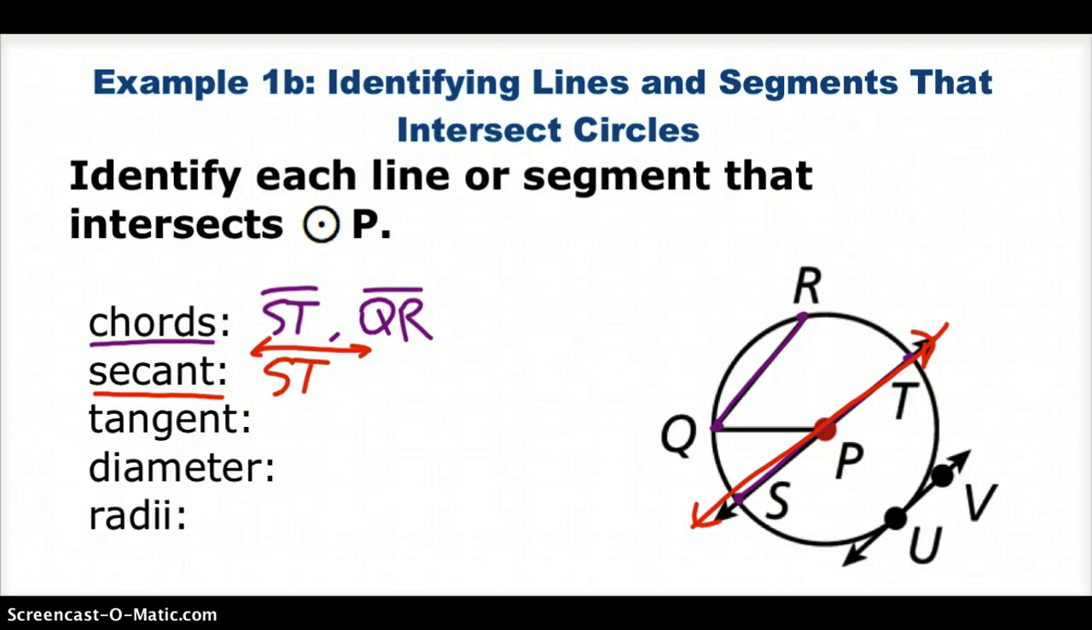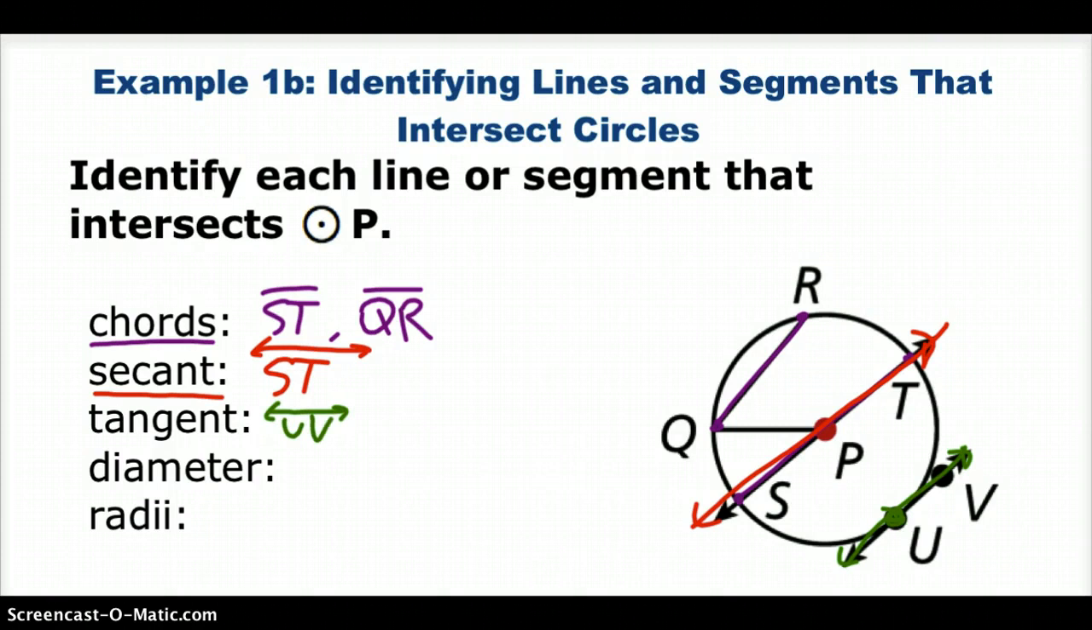My tangent in this case would be right out here. Again, this is a line, excuse me, that's on the outside of a circle, that's only going to intersect the circle at one point, and it's going to go on and on forever. So my tangent here would be line UV.